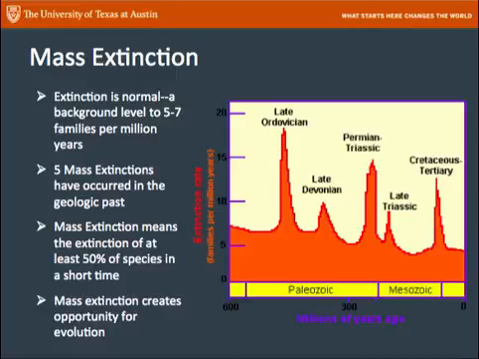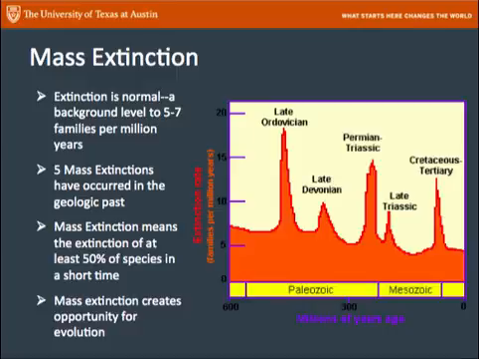One more thing to talk about before we delve further into the geologic eras, and that is mass extinction. Now, species extinction is a normal thing, and it happens at a background level all the time of something like 5 to 7 families per million years going extinct. There have been 5 mass extinctions, however, in the geologic past. And this is a time when at least 50% of all species go extinct in a very short period of time.